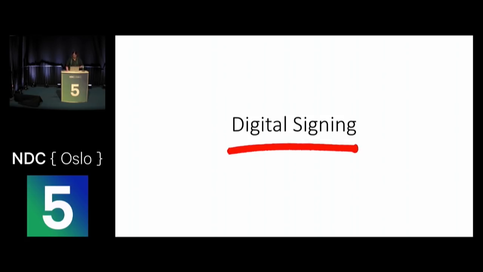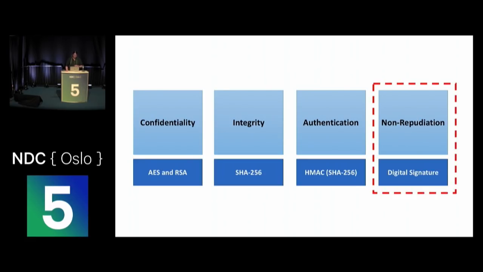So the final pattern I want to look at then is using the Key Vault to do digital signatures. So as we said, in our 4 pillars of cryptography, digital signatures satisfy the non-repudiation pillar of cryptography. So this is where we can use it to effectively try and sign contracts.